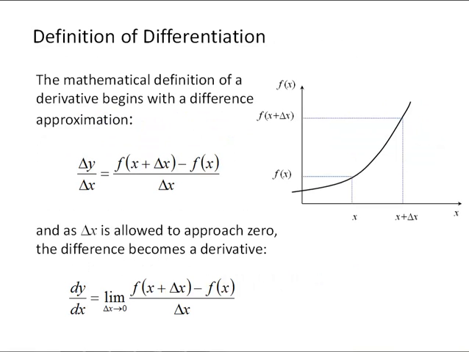So let's start by reviewing the definition of differentiation. The mathematical definition of a derivative begins with a difference approximation. So if we look at delta y, the change in y, over the change in x of a function, we can evaluate that as f evaluated at x plus delta x minus f of x, all divided by delta x. And as we allow delta x to approach 0 and take the limit, that difference becomes a derivative. And this is the definition in calculus.